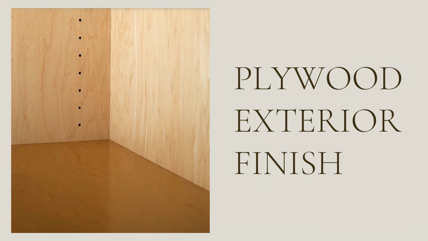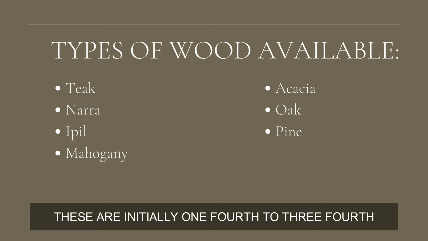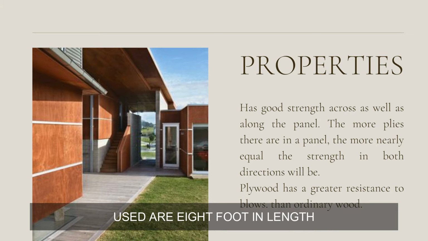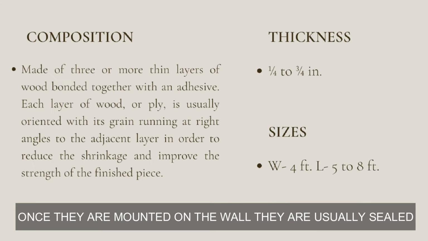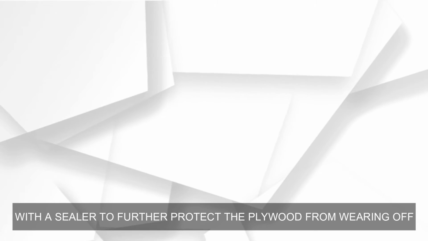Next is the plywood exterior finish. Marine plywood or waterproof plywood are used for the exterior. These are initially 1/4 to 3/4 of an inch thick, and the usual sizes used are 8 foot in length. Once they are mounted on the wall, they are usually sealed with a sealer to further protect the plywood from wearing off.